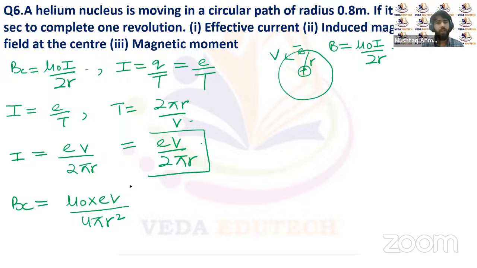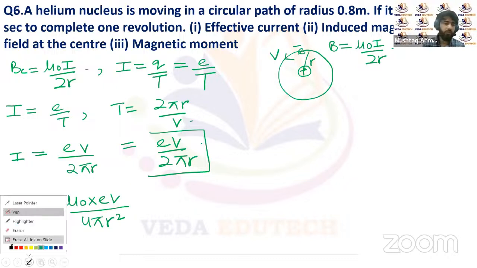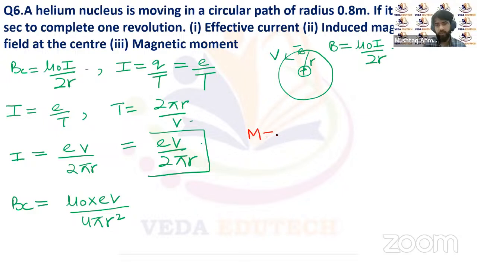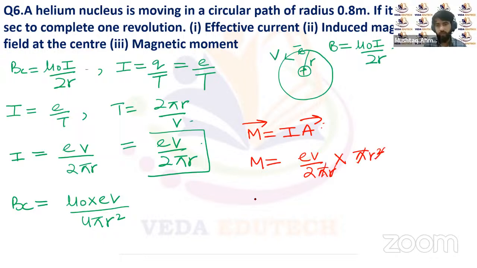Talking about the magnetic moment, the magnetic moment M is given as current multiplied by the area vector. The direction of the magnetic moment is the direction of the area vector. Talking about the magnitude of this magnetic moment, it will be I into A. The current I here is ev upon 2 pi r, multiplied by the area, which is pi r square. Now pi and pi get cancelled, r and r get cancelled, and we are left with evr upon 2. So this is the magnetic moment.